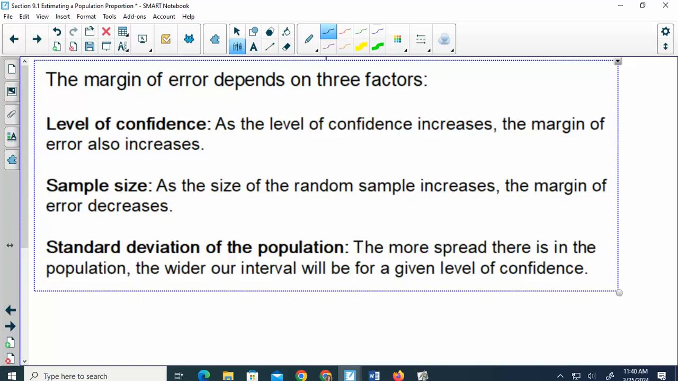So some things would impact our error. First, level of confidence: as your level of confidence increases, so does your margin of error. If I want to say I am 99% confident that my value is in there, we're probably going to need a little more error to say that 99% of them would include it. But if I only want 75%, I can make it a smaller window and still capture the true value 75% of the time. So the higher the confidence level, the higher your error.